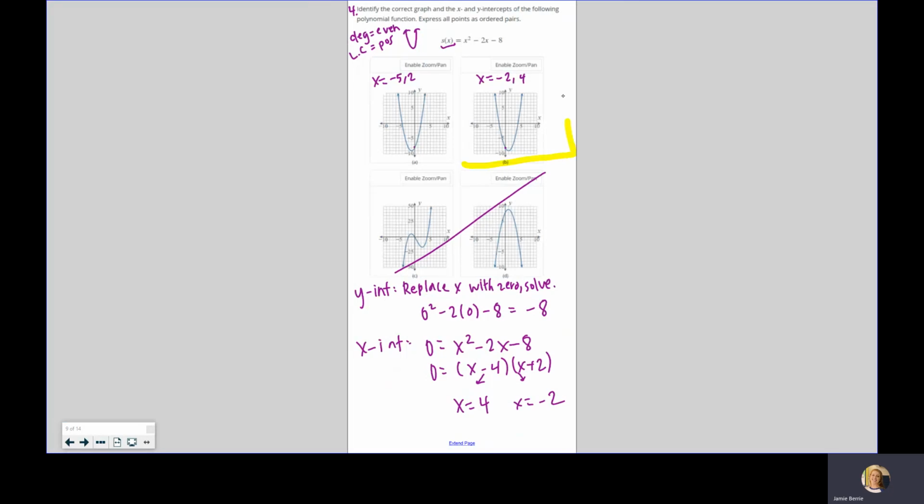So this is the correct graph. That was a challenging one. I guess you could have also just graphed it in your calculator and just matched it up with the graph on the screen. You could have done it that way if you wanted to. This would be like the algebraic way of solving this. So you could have done it graphically just by putting it in your calculator.